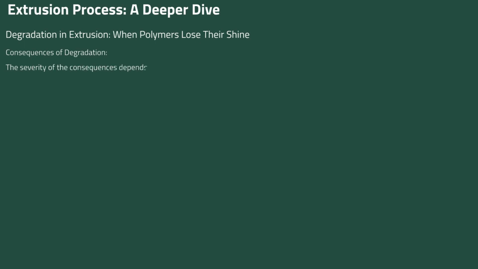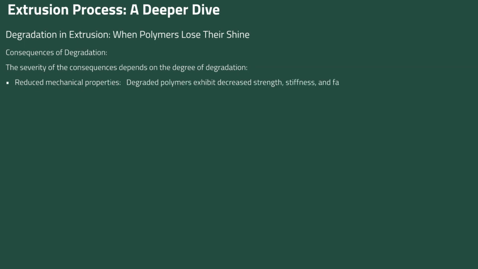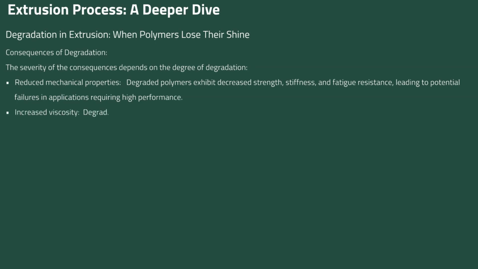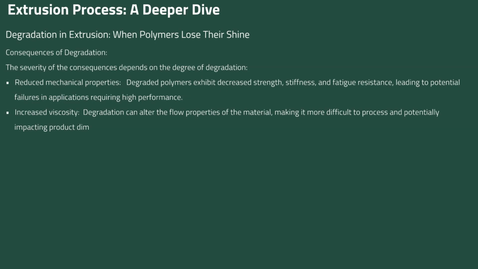Consequences of degradation. The severity of the consequences depends on the degree of degradation. Reduced mechanical properties. Degraded polymers exhibit decreased strength, stiffness, and fatigue resistance, leading to potential failures in applications requiring high performance. Increased viscosity. Degradation can alter the flow properties of the material, making it more difficult to process and potentially impacting product dimensions or surface finish.